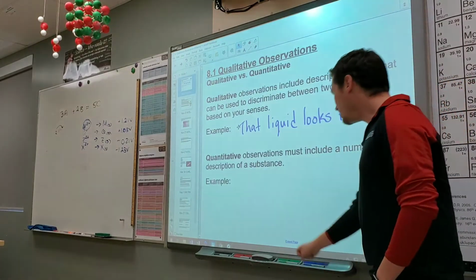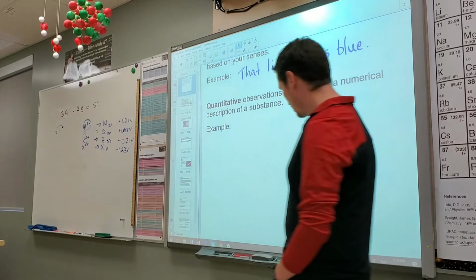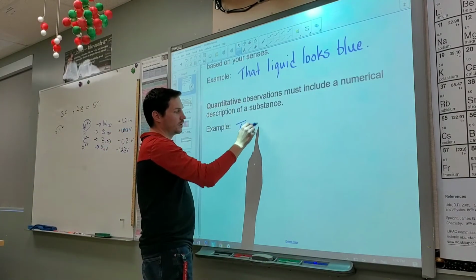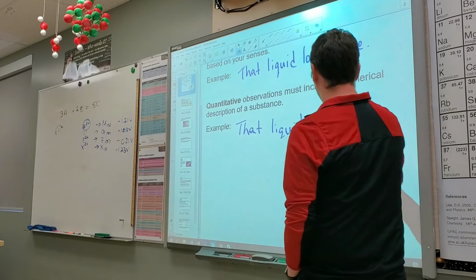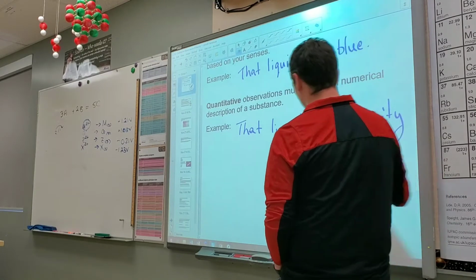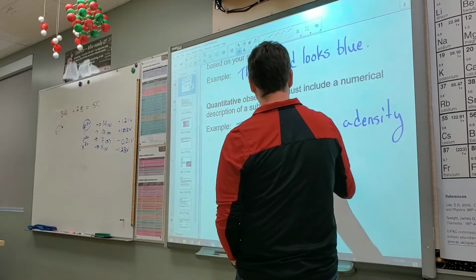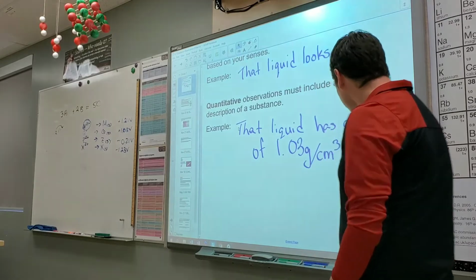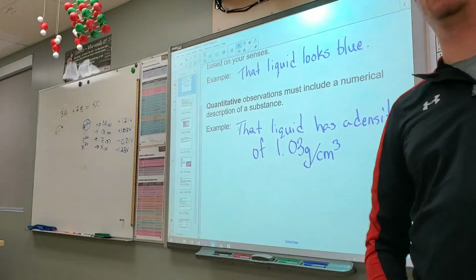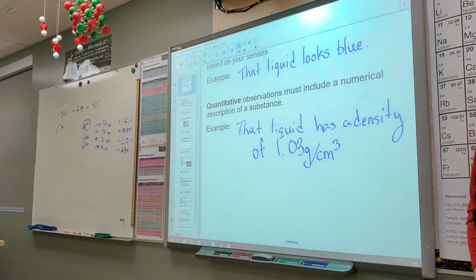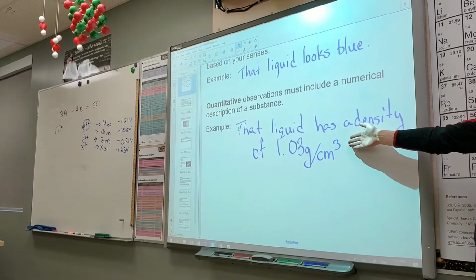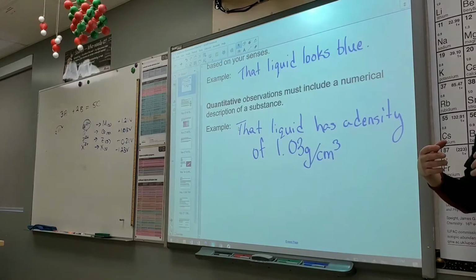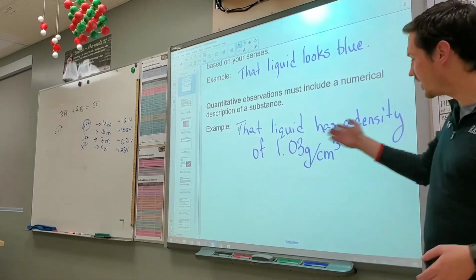Quantitative observations must include a numerical description of a substance. So, for example, that liquid has a density of 1.03 grams per cubic centimeter. Do you see the difference between a qualitative observation and a quantitative observation? We measured the density to be 1.03. Is there a lot of interpretation? Is there a lot of subjectivity when we calculate density?